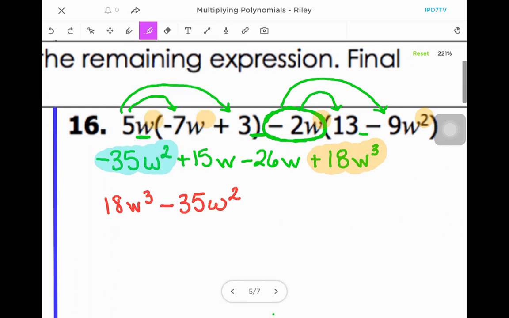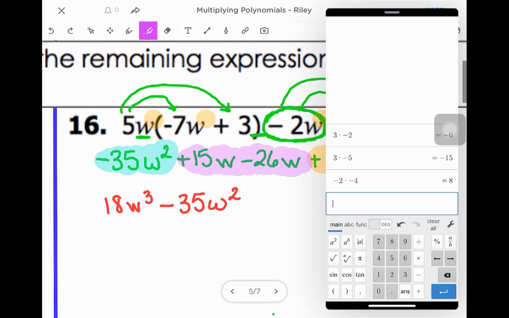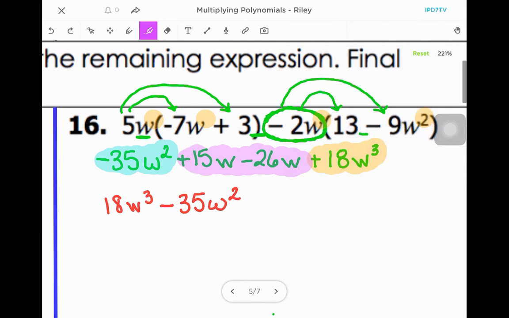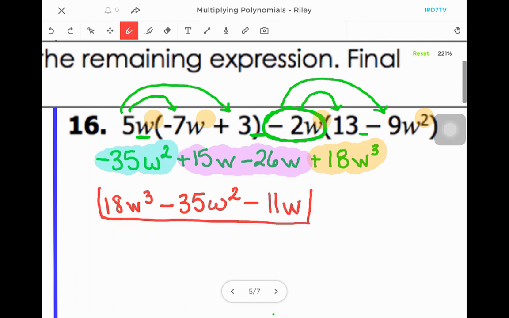All right, and that leaves me with 15w minus 26, which if we need a calculator, we can get out real fast. 15 minus 26 leaves me with a -11. -11w. And there, we're done. We have distributed, we've combined like terms. There's nothing more we can do. That is our final answer.